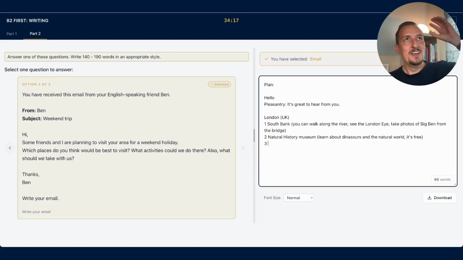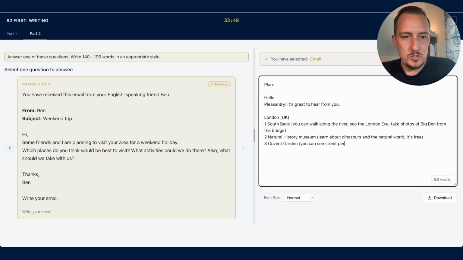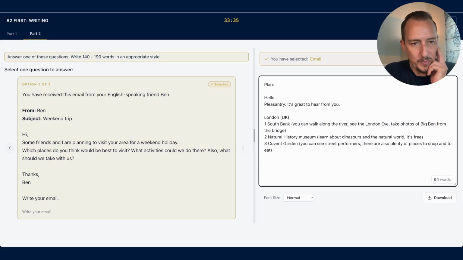Okay, probably one more that we can do. So let's say visit the South Bank in the morning, afternoon in the Natural History Museum, and then in the evening, what about Covent Garden, which is a very nice place in central London, because there, what can you do there? You can see street performers. And there are also plenty of places to shop and to eat. Again, don't worry about the language. We'll work on that as we write it. We just want to get the ideas down now.